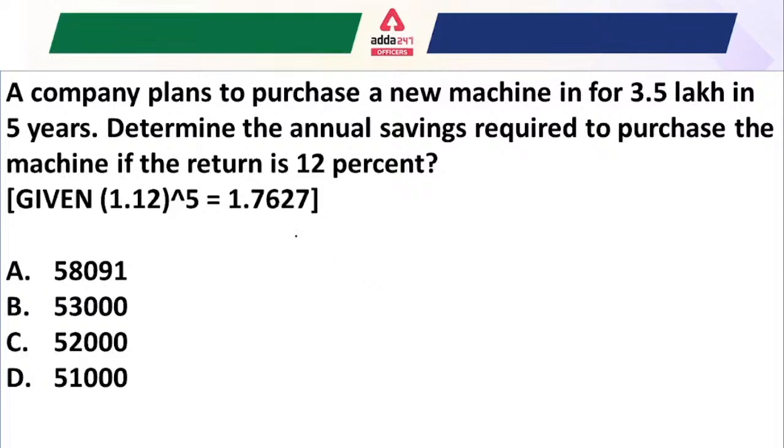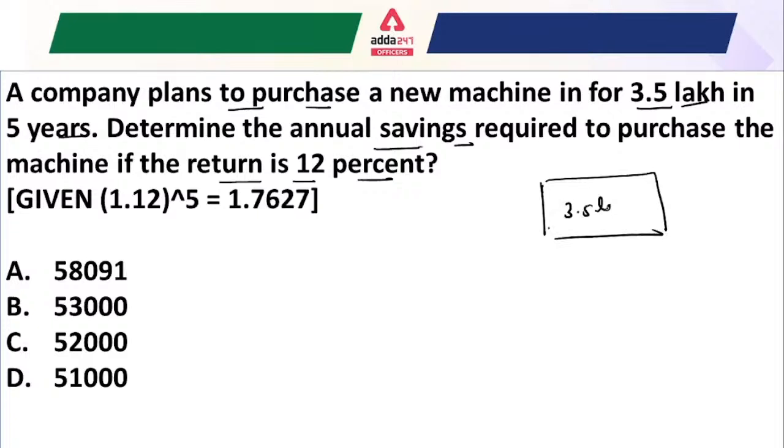So in this question, a company plans to purchase a new machine for 3.5 lakhs in 5 years. So that means the company just wants to purchase a machine worth 3.5 lakhs in 5 years. So determine the annual savings required to purchase the machine if the return is 12%. Okay. Suppose the company wants to purchase a machine which has a value of 3.5 lakh, and the company wants to purchase this machine in 5 years.